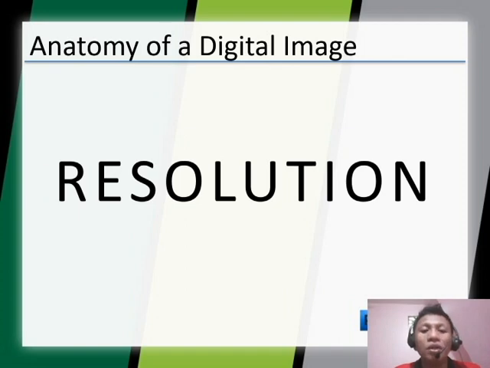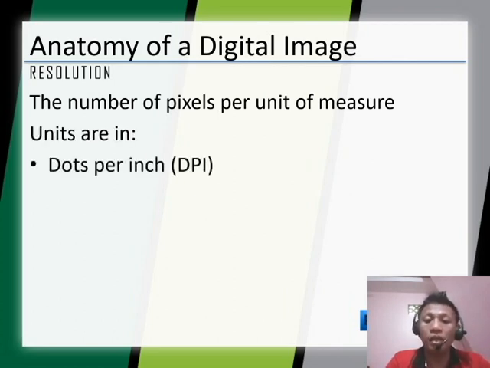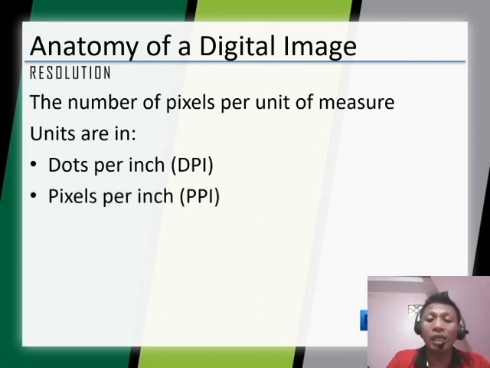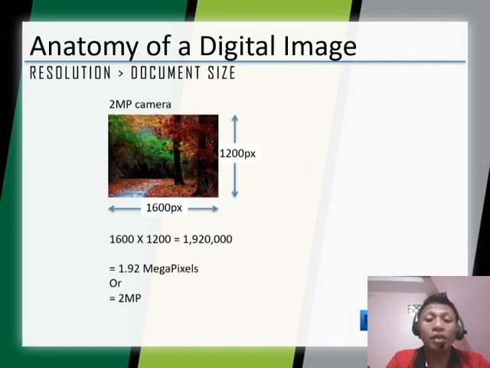Now let's move to resolution. What is resolution in a digital image? Resolution is the number of pixels per unit of measure. Units are in terms of dots per inch or dpi, pixels per inch or ppi, lines per inch or lpi. Here is an example of a resolution of a particular document. Okay, I want you to compute it. Your time starts now.